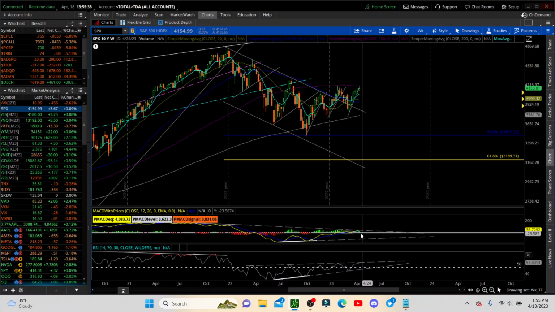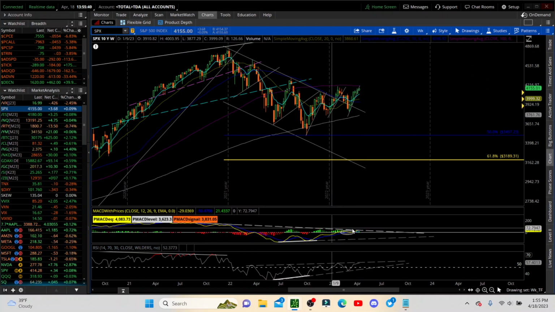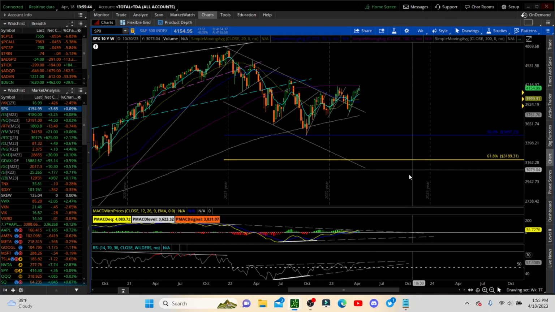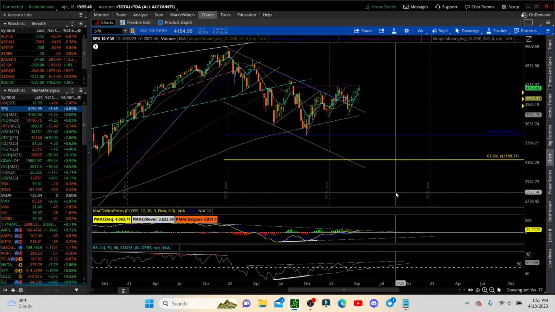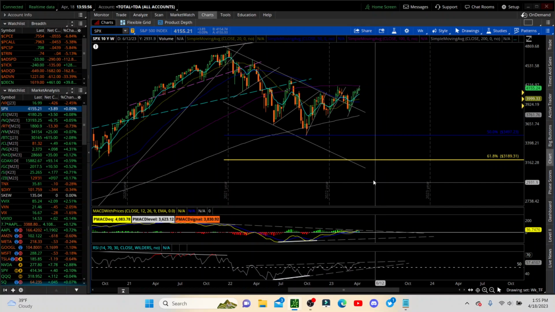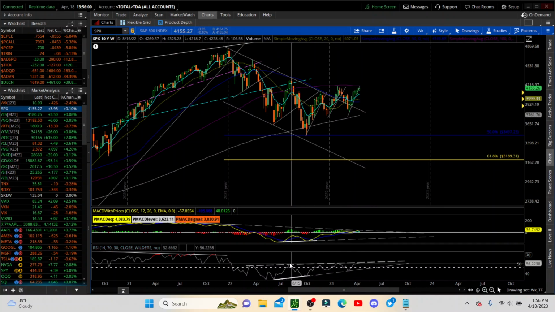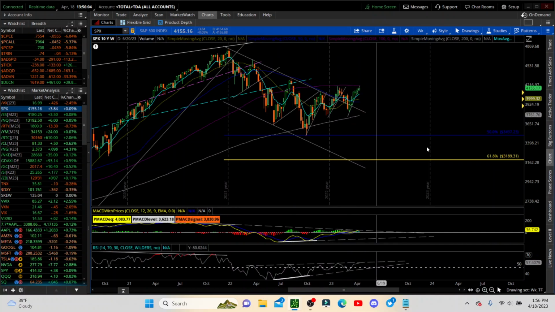Look how we're getting near the top of this triangulation here. And notice I took the triangles out. You're going to see that the triangle's still valid, but we're getting so deep, we're actually kind of breaking out of it. It just doesn't look right. And now we're looking at a double top situation. So here we go. We have still a flaggish pennant type look on RSI as well.